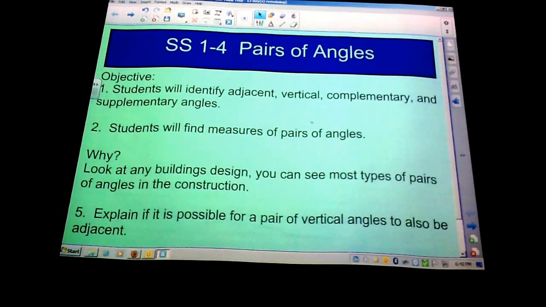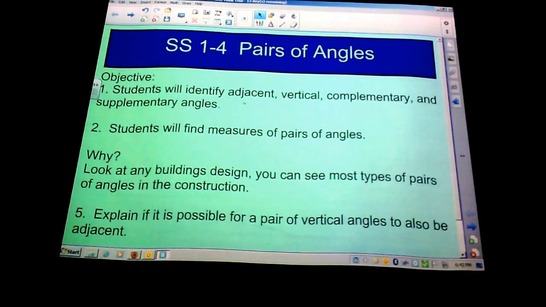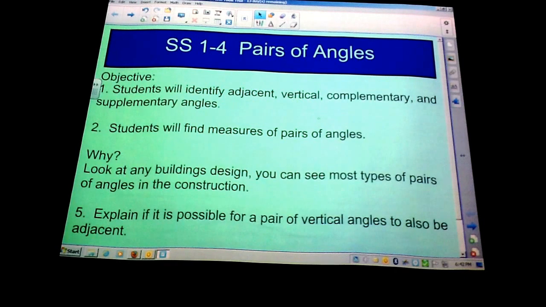Hello, class. This is section 1-4, pairs of angles. We're going to be identifying some adjacent angles, some vertical angles, some complementary angles, and supplementary angles. And we're going to find the measures of these different pairs of angles.